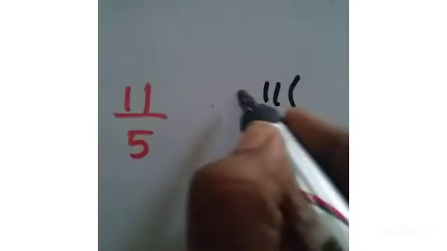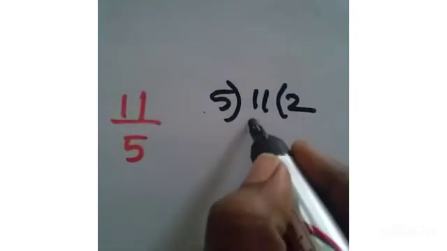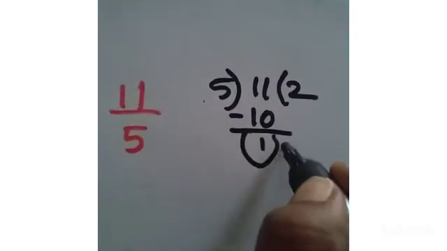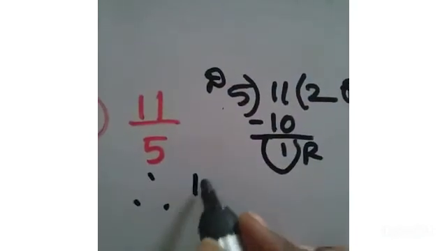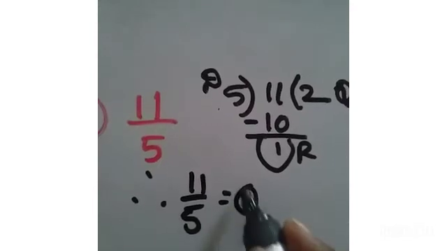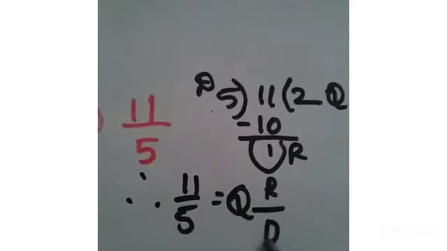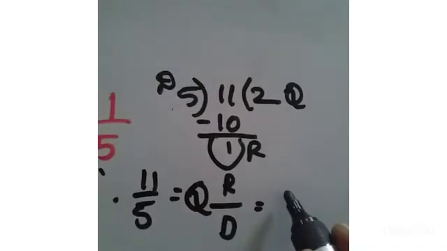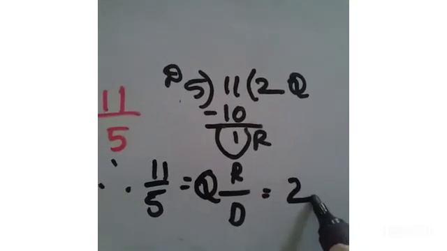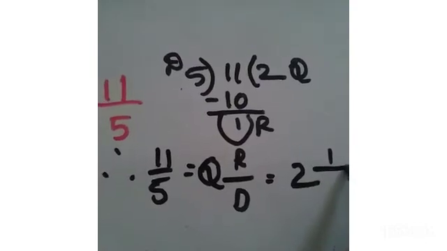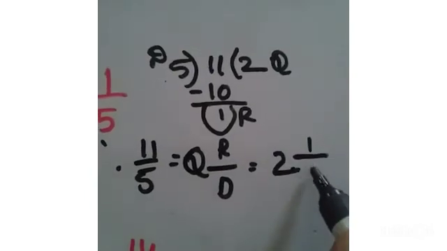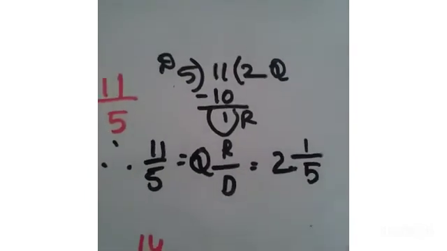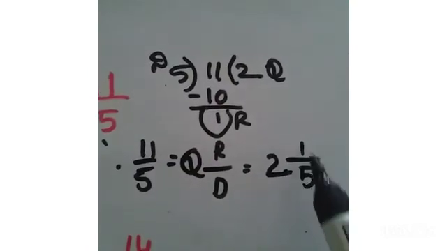Next, 11 by 5. 5 twos are 10. Remainder, quotient, divisor. Therefore, 11 by 5 is equal to Q R by D. 2 is the mixed number, 1 should be written as the numerator, and the divisor should be written as the denominator. Okay. 11 by 5 is equal to 2 1 by 5.